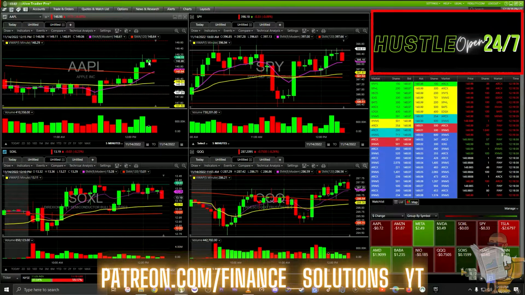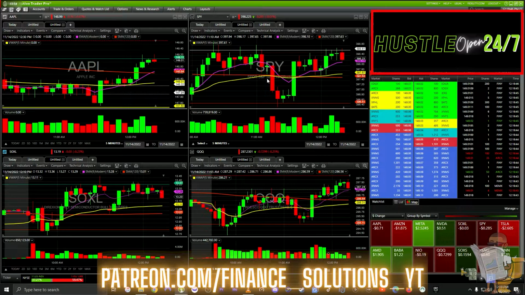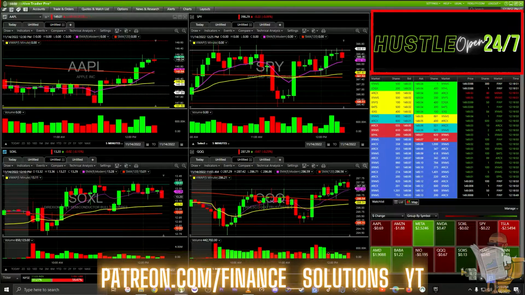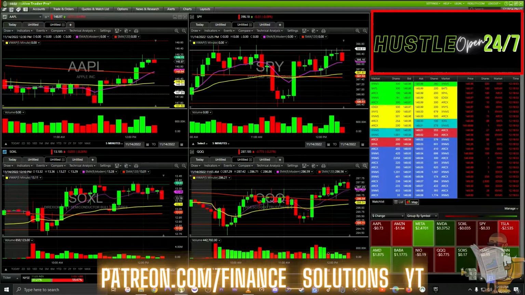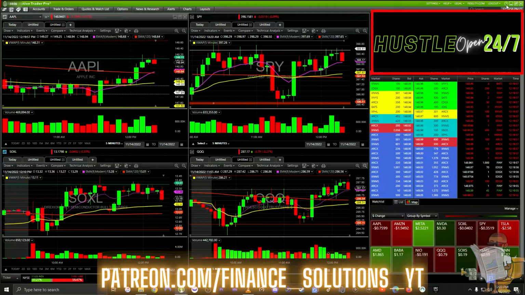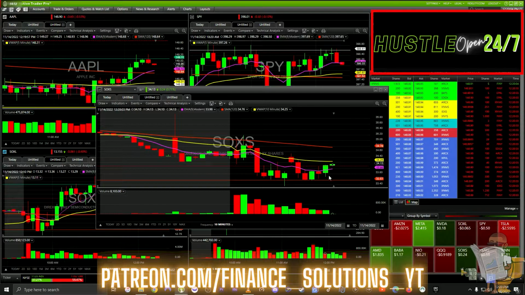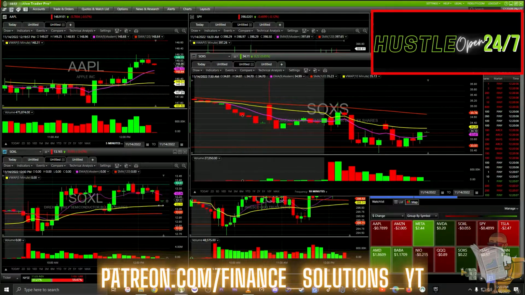See, I knew we were gonna reject. So let's see if it could be a healthy pullback. But look, NVIDIA just cracked that level that it was range bound in, and now SOXS is going red to green. The relationships, look, it's inverse.